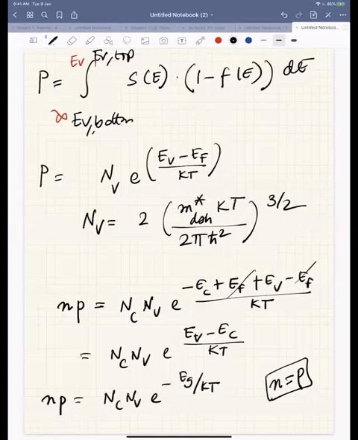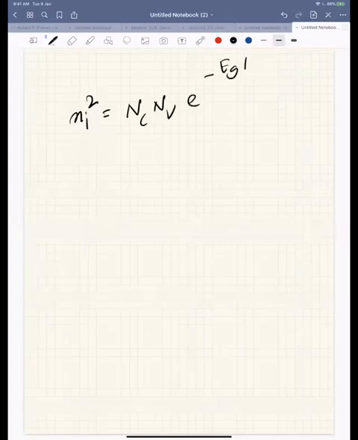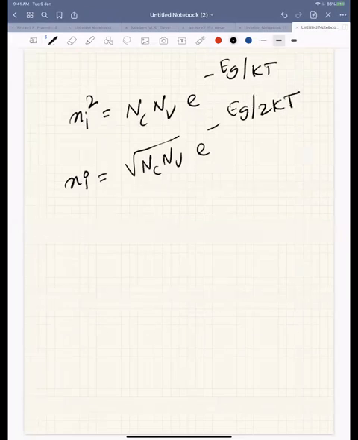and that's why we call it the intrinsic concentration of electrons, or the intrinsic concentration of holes. We could call it Ni. N equals P equals Ni, so then this np will be Ni squared. This Ni squared is nothing but the intrinsic concentration of electrons or holes. This will be NcNv e to the power minus Eg by kT, or your intrinsic concentration is nothing but root over NcNv e to the power minus Eg by 2kT. So this is your Ni.